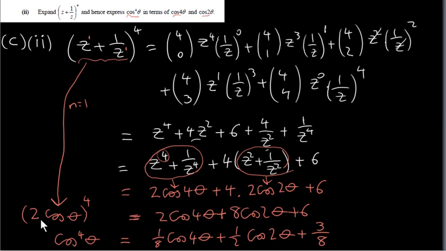So raising this to the power of 4, what do we get? We get 2 to the power of 4, which is 2, 4, 8, 16. We get 16 cos to the power of 4 theta equals this. So we have to divide all of this by 16. So we get 2 over 16 here, which is 1 8. 8 over 16 is a half. 6 over 16 simplifies down to 3 over 8.